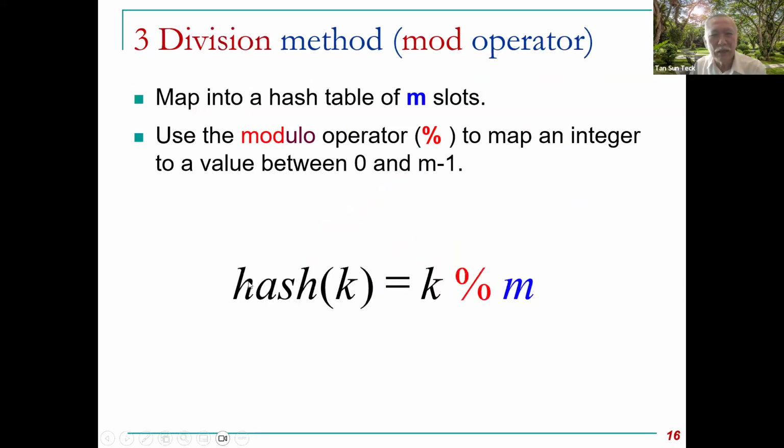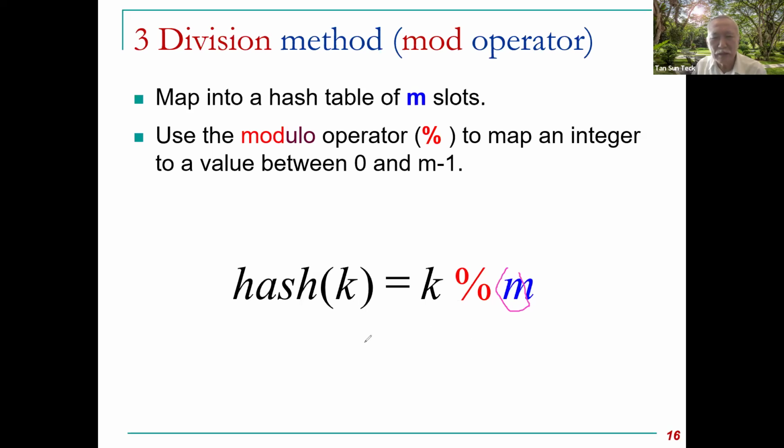The second method is called the division method. We say that this method is the most popular because it's very simple. The idea is to map into a hash table of m slots, the same thing. This is the table size, m. Then we simply take the key mod m. Mod is the remainder operator, so you map the value inside here.